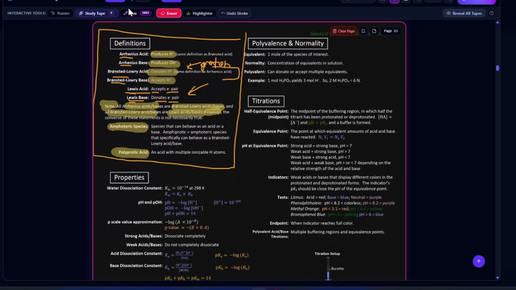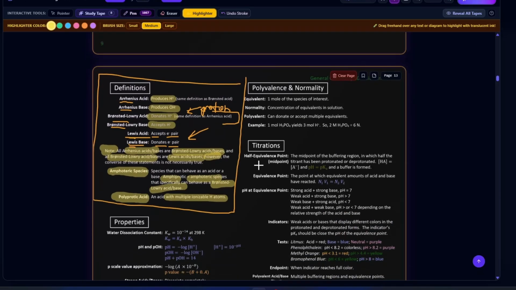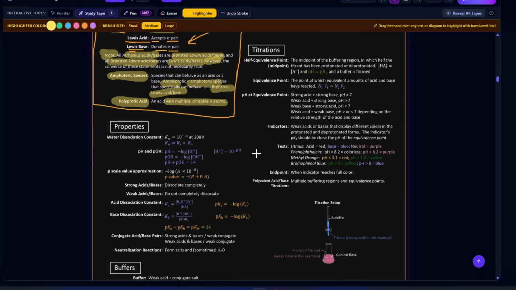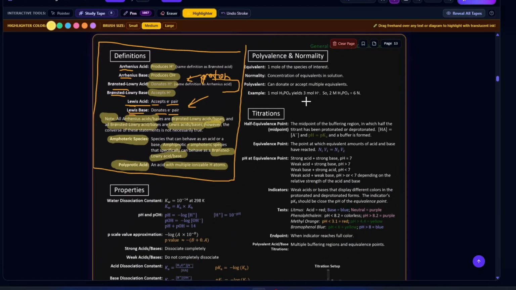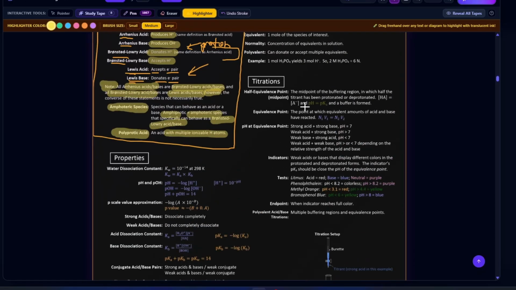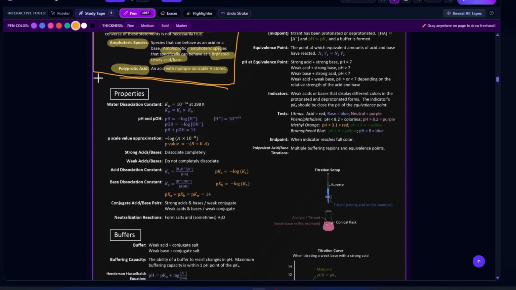Because water is also an amphoteric species. So what does it mean to be amphiprotic? Amphiprotic equals amphoteric: species that can behave as either an acid or a base. A polyprotic acid is an acid with multiple ionizable H atoms, sorry, not H plus. Now I'm just thinking of which section is best to introduce first. The next section they're doing first is properties.